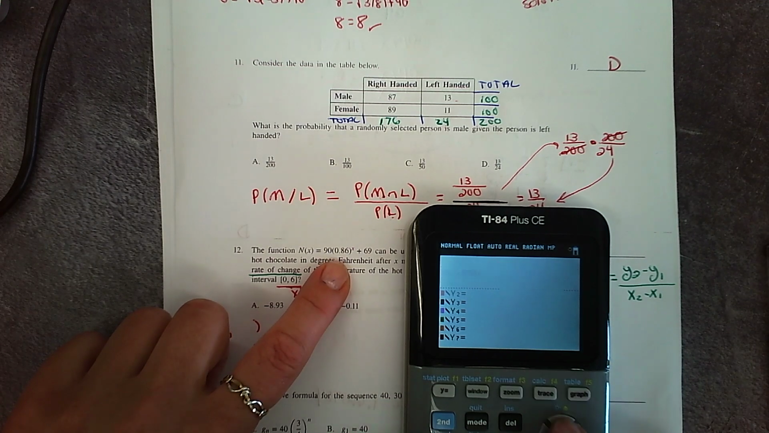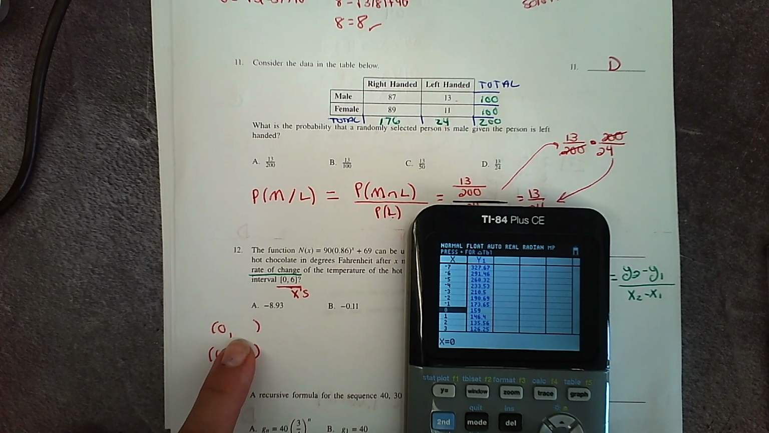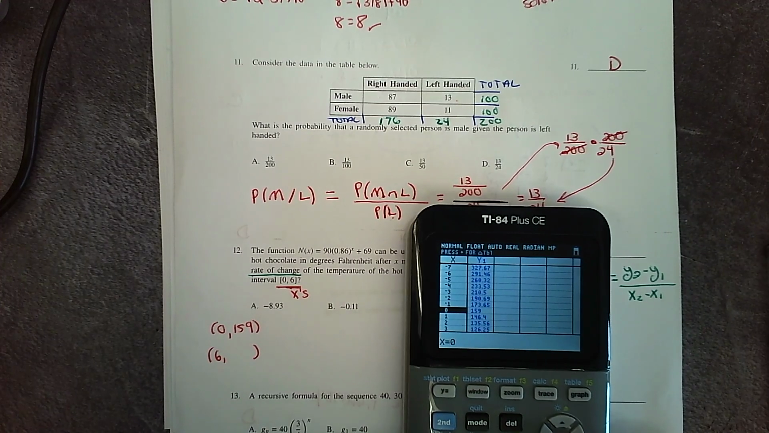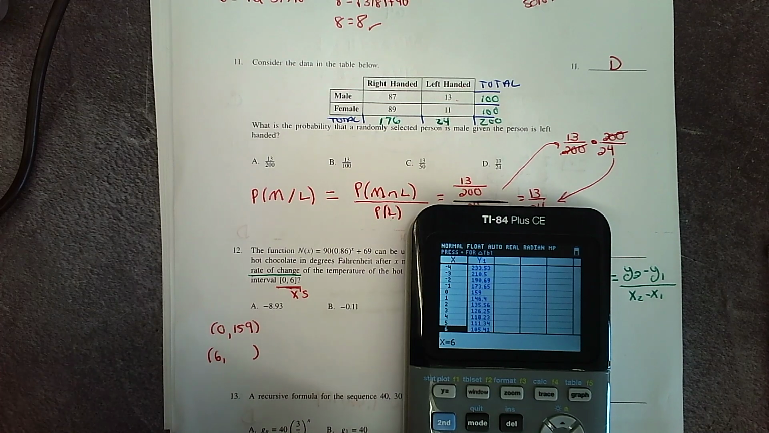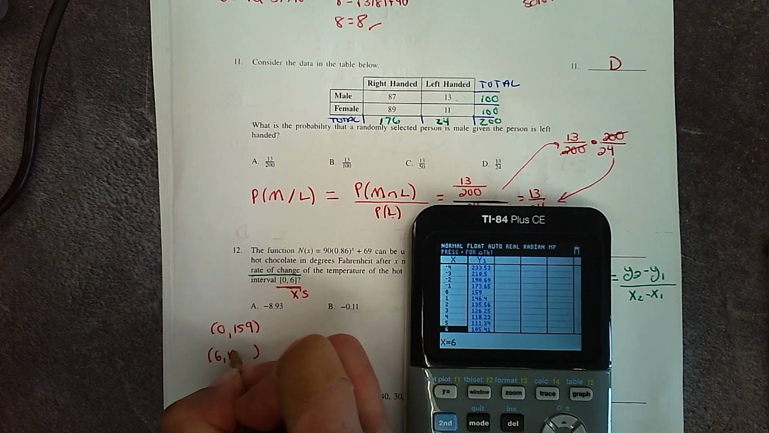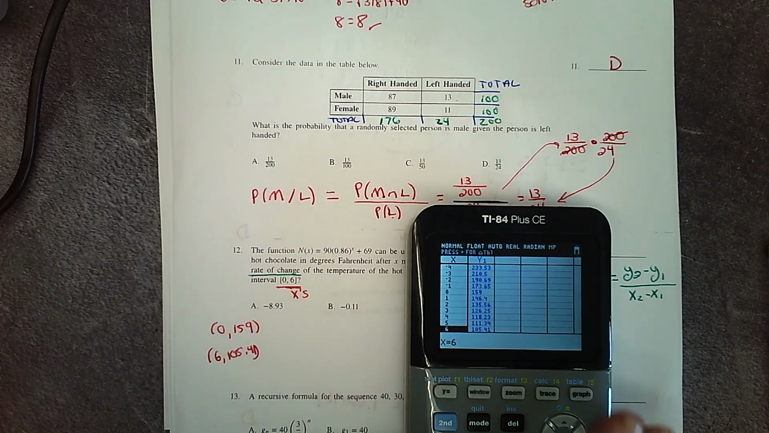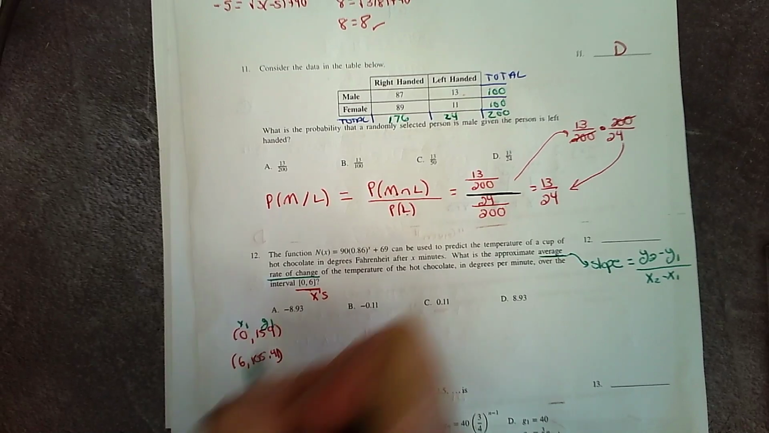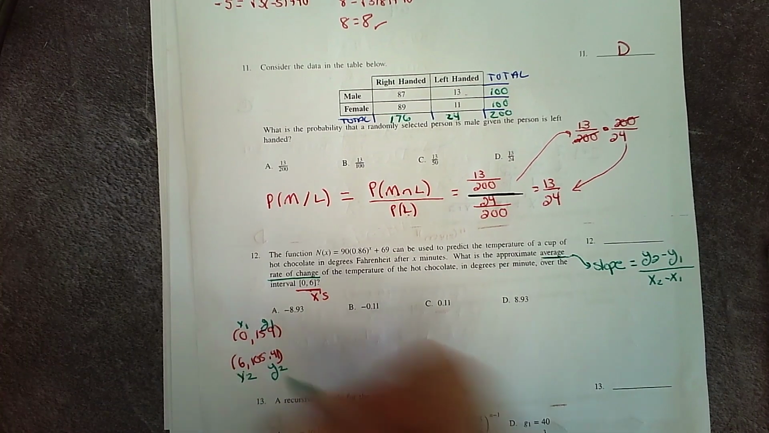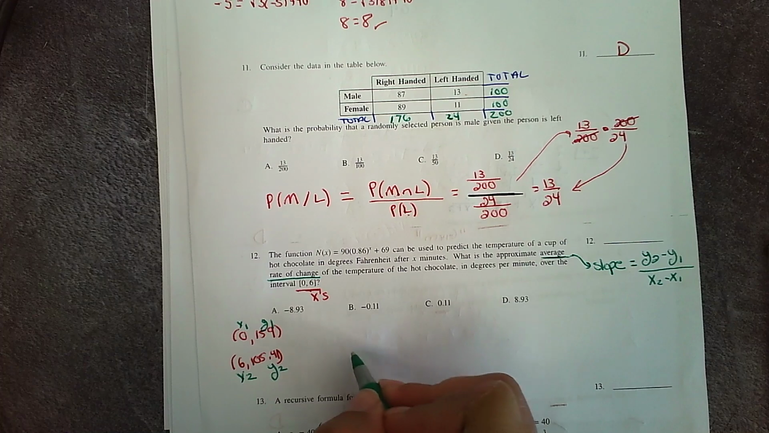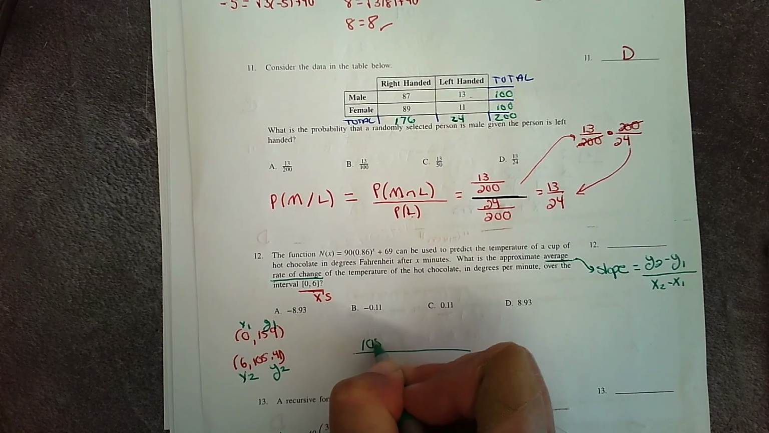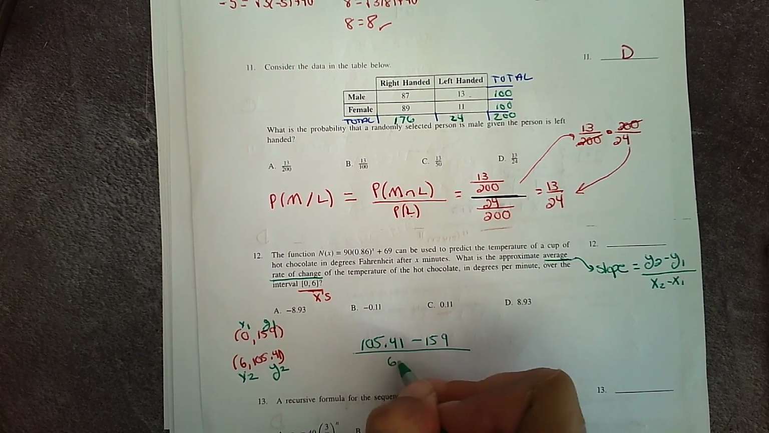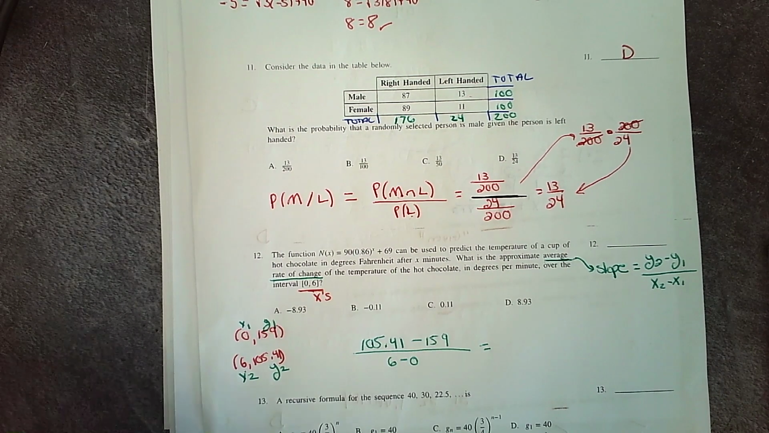Okay, then I'm going to go to the table, and I need 0, which is right there. So that's 159. And go down to 6, which is 105.41. Okay. So now I'm going to label these. This is x1, y1, x2, y2. So I'm going to plug them into that formula. So it's 105.41 minus 159 all over 6 minus 0. And now I'm going to put that in my calculator.